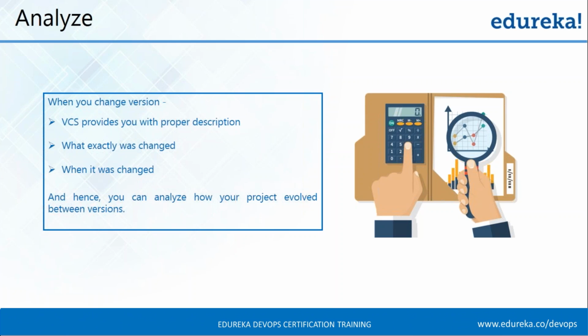And a version control system actually provides you with all the information, because every time you change something, the version control system provides you with a proper description of what was changed and when it was changed. You can also see the entire timeline, and you can make your analysis report in a very easy way because you have got all the data present here. So this is how a version control system helps you to analyze your project as well.